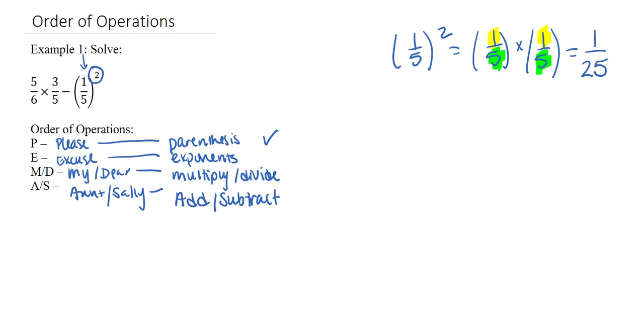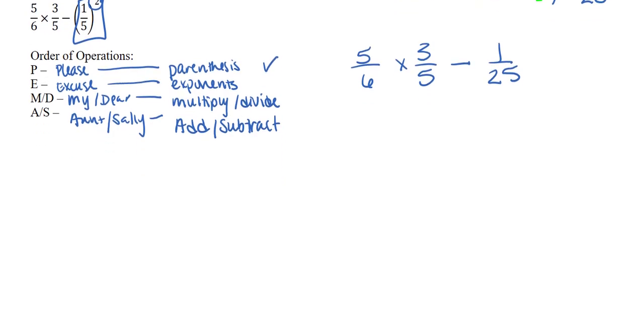So let's go ahead and rewrite this whole thing over here now. We're going to go 5 over 6 times 3 over 5 minus 1 over 25, because we just did that right here. Now let's go on. So we've dealt with our exponents. The next thing is we need to multiply or divide. So we're going to tackle this first.